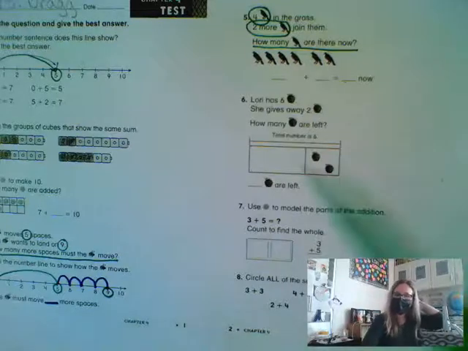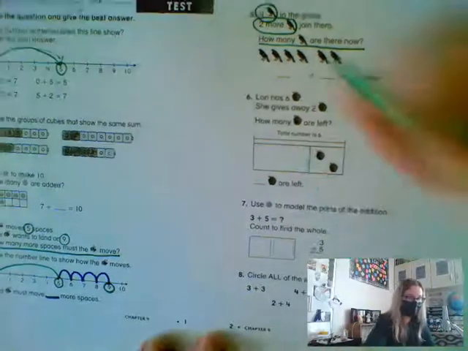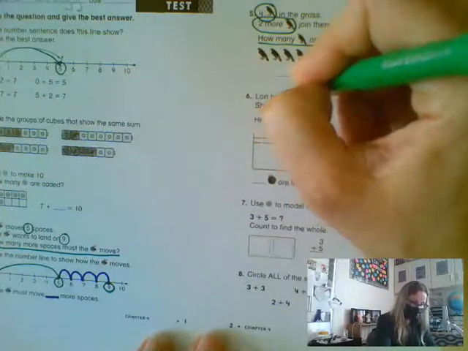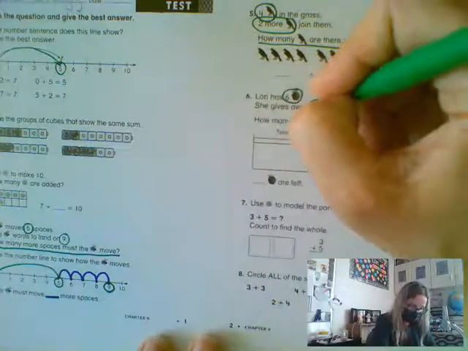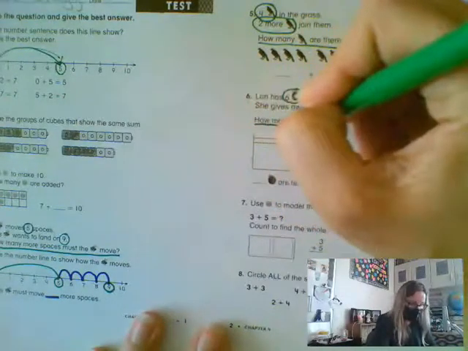All right, moving down to number 6, it says Lori has 6 apples. So everyone circle 6 apples. It says she gives away 2 apples. So circle 2 apples. How many apples are left?